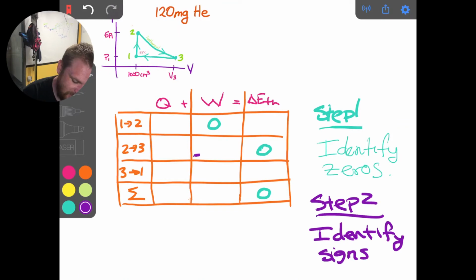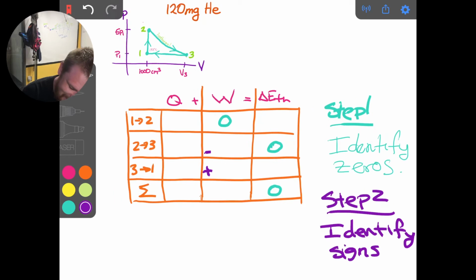From 3 to 1, are we smashing the gas? Yeah, we go from some big value V3 to some smaller value V1. And so this is a positive work contribution. And we know that it's a clockwise cycle, so that means that the net work done as we go around the cycle, we get more work out than we put in, so the gas is losing energy through work overall, so that's a negative net work around the loop.